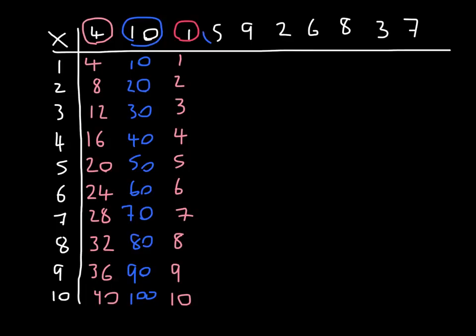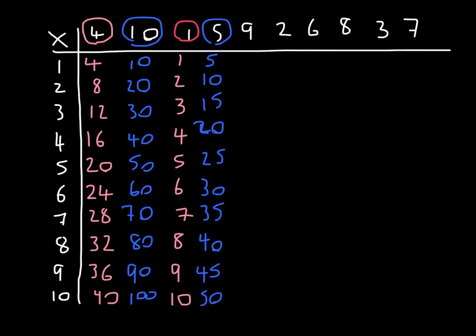Moving now on to the 5 times tables. 1 times 5 is 5, 2 times 5 is 10, 3 times 5 is 15, 4 times 5 is 20, 5 times 5 is 25, 6 times 5 is 30, 7 times 5 is 35, 8 times 5 is 40, 9 times 5 is 45, and 10 times 5 is 50.